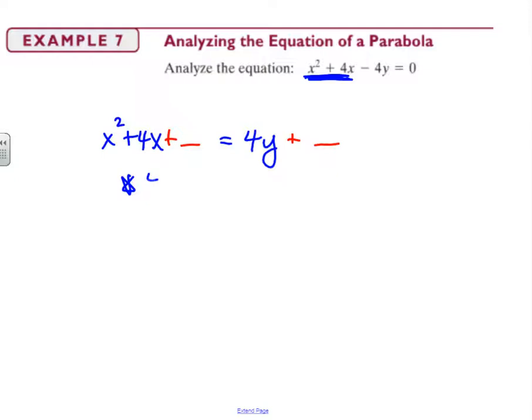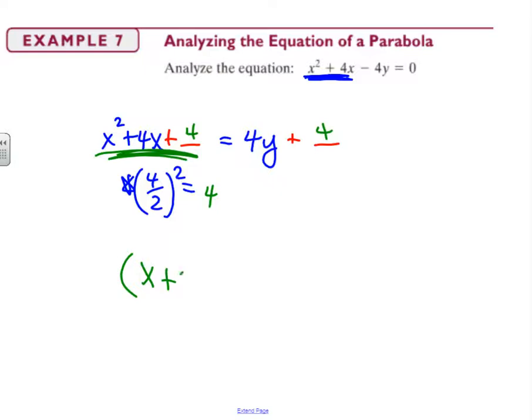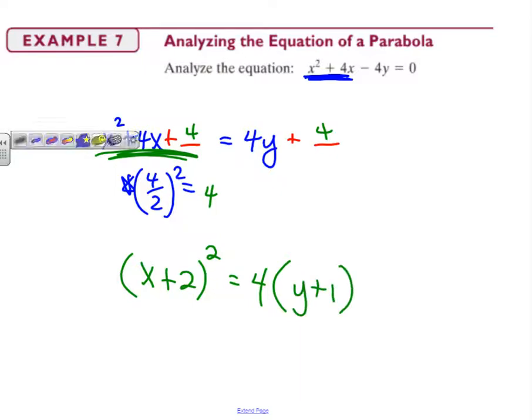Half the middle term: 4 divided by 2 squared. 4 divided by 2 is 2, 2 squared is 4. I call that 4 a magic number. So I'm going to add 4 to both sides, because then this can be rewritten as (x + 2) squared equals, I'll factor out a 4, (y + 1). Now be careful. Make sure when you're doing this that the 4a, this is so important, has to be on the side that's not being squared. And in this case it is.